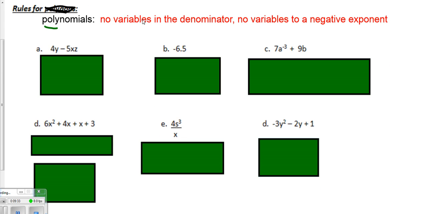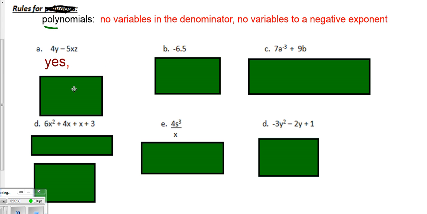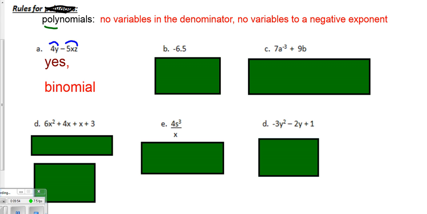So there can be addition and subtraction in between our pieces. Let's see what a couple of these look like then. A, we have 4y minus 5zx. That one, yes, would be a polynomial. Notice how we have that minus in between them, so we have one term here and a second term here. So that one we would call a binomial. There are two terms making that up, so it is a binomial.